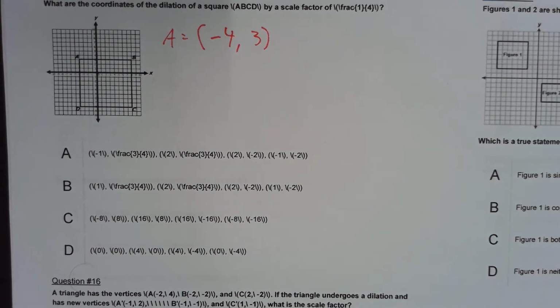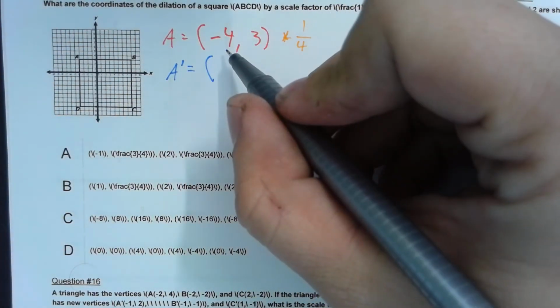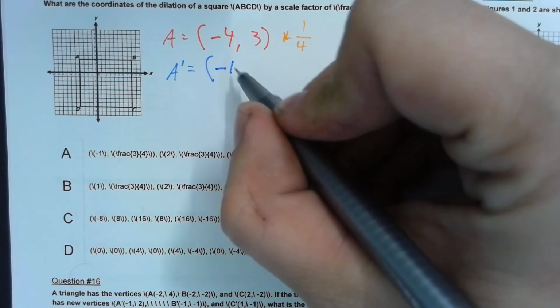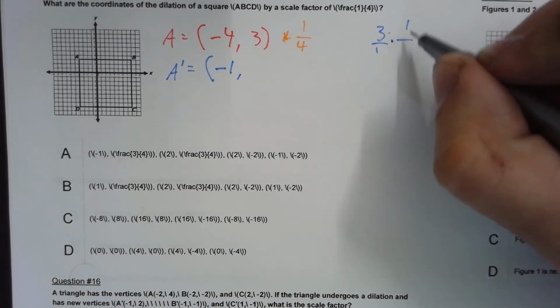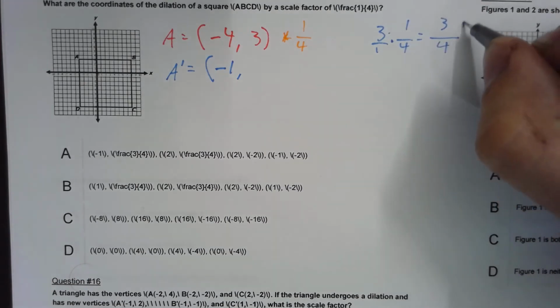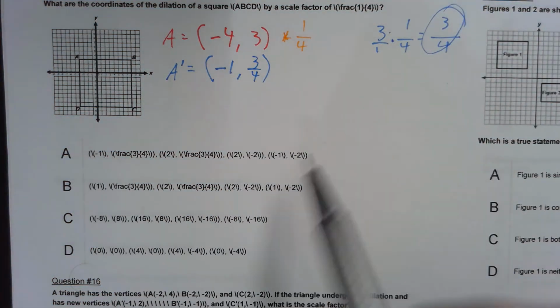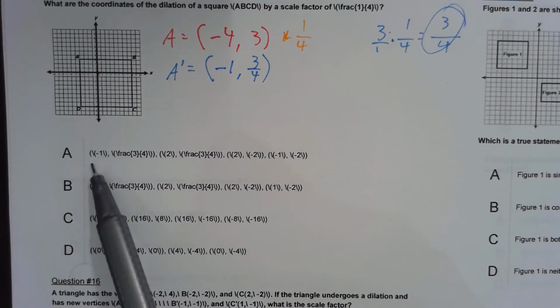And I'm going to multiply this. So this was A. So I'm going to multiply it by 1/4. So times 1/4. That's going to give me my new coordinates of A prime. So 1/4 of -4, or -4 divided by 4 would be one way to do that, would give me -1. And then 3 times 1/4 would give me 3/4. And now I can use this information to look down here and see if I have a match. So let's see, for A, -1, and that says 3/4, so far A matches up.